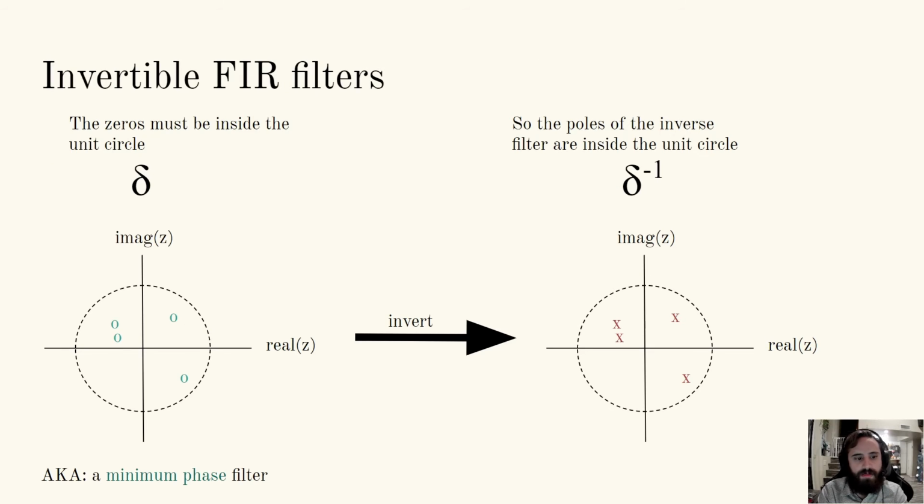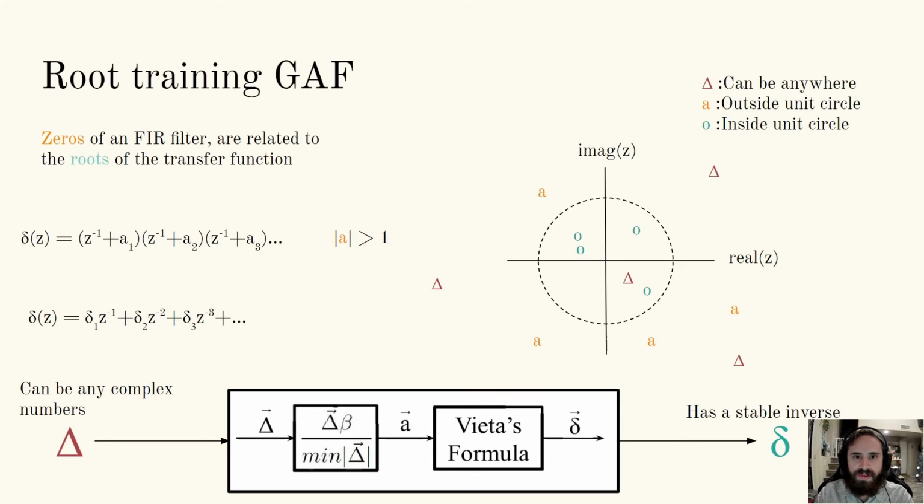If we're coming from an FIR filter, which doesn't have any poles, and we invert it, all the zeros are going to turn into poles. So as long as we make sure that this FIR filter has nothing but zeros inside the unit circle, the inverse filter will have poles inside the unit circle, so it will be stable. We've developed an approach for creating filter taps whose zeros are inside the unit circle, while still training our seed vector through the full neural network.